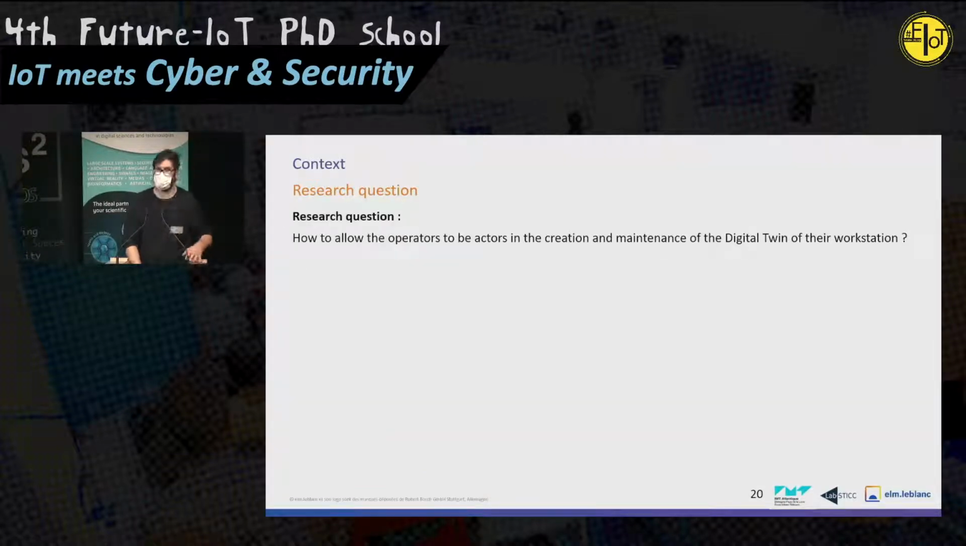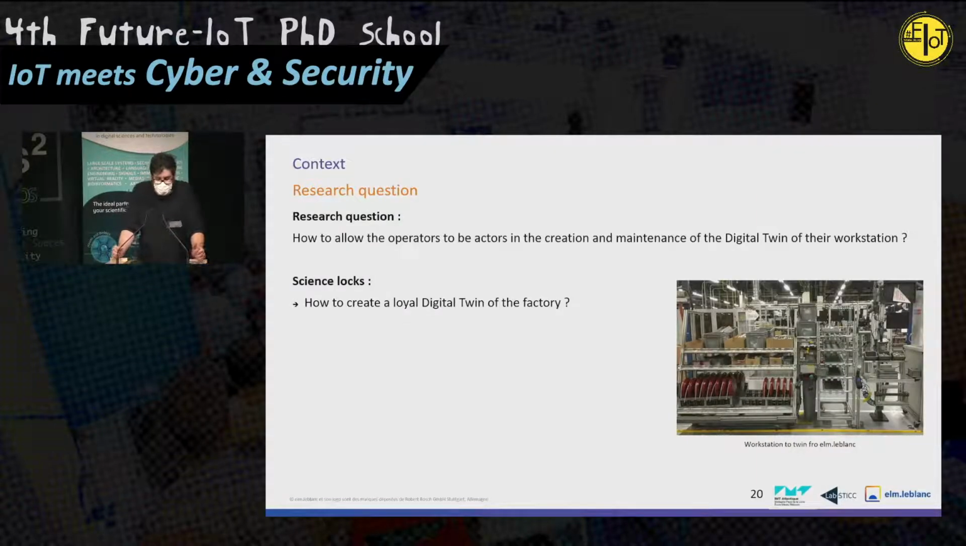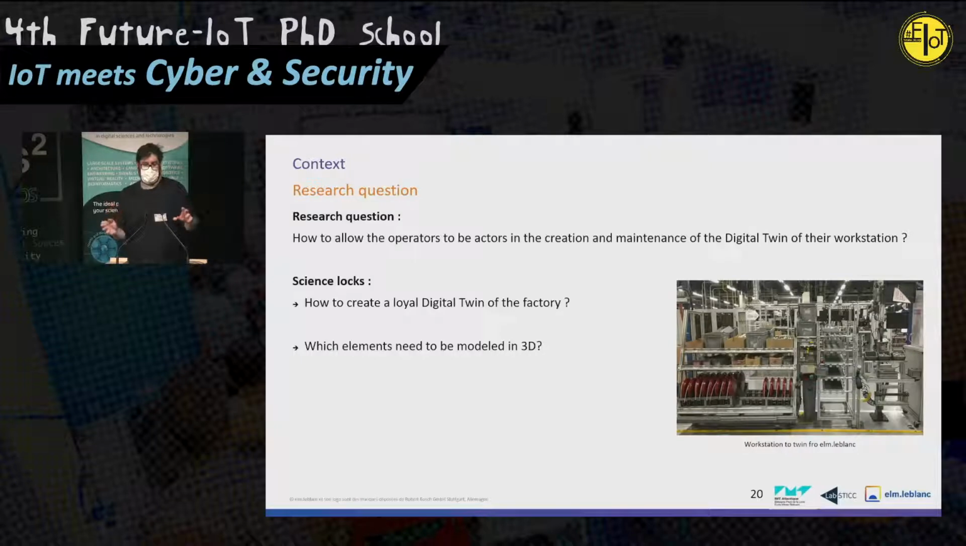And so I will speak more about my part because I work on the digital twin. The question is, how do we allow operators to be actors in the creation and maintenance of the digital twin of their workstation? How do we create a digital twin which is faithful to the factory? How do we create an exact representation of the workstation? Which elements do we need to display in 3D to be used as spatial anchors?